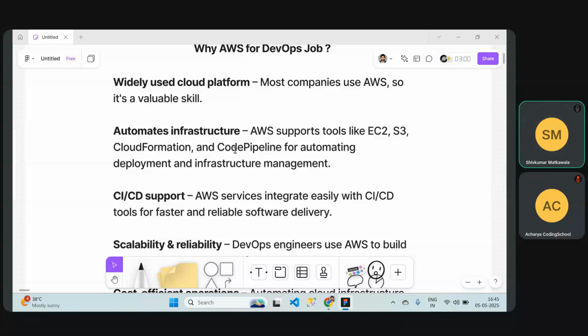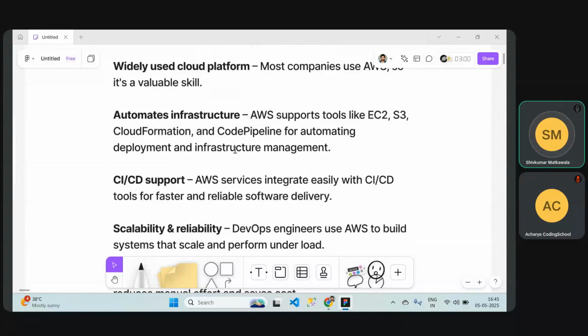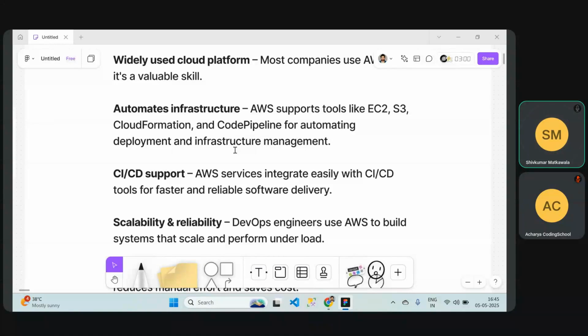Please do not get confused, do not get overwhelmed with these words. These words are very simple, and we are going to dive deeper in coming lectures. We will understand each and every service of AWS which is related to our DevOps.